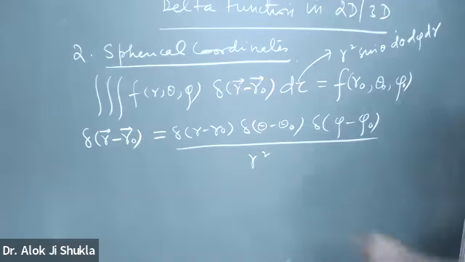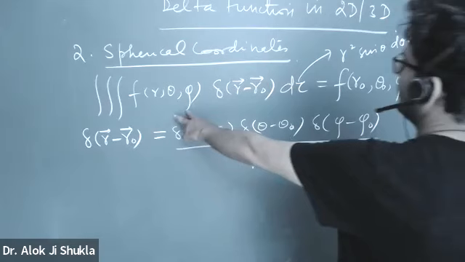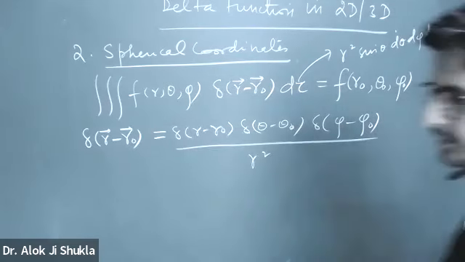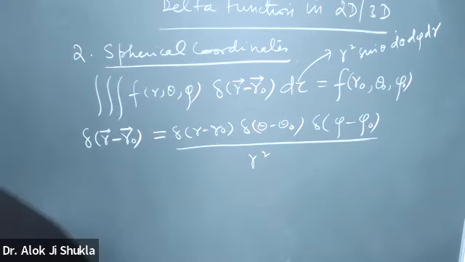So this r square and this r square will be cancelled. Okay. And yes, this all will achieve the value at r naught, theta naught, and phi naught. We will do some problems. Just note down, sir, first of all.